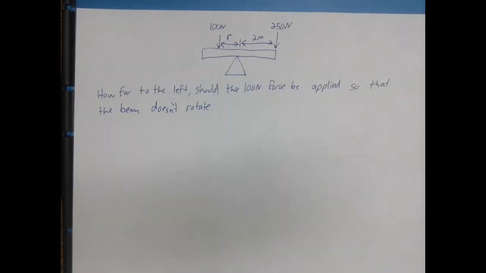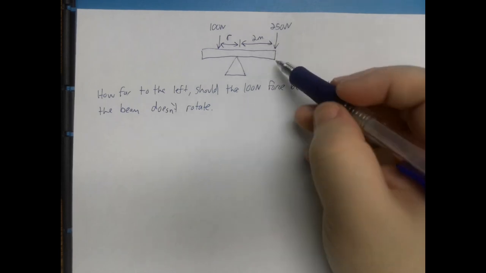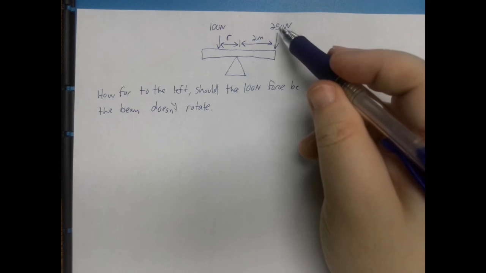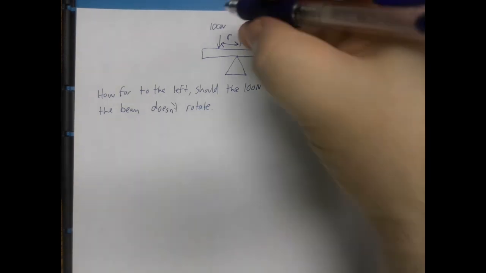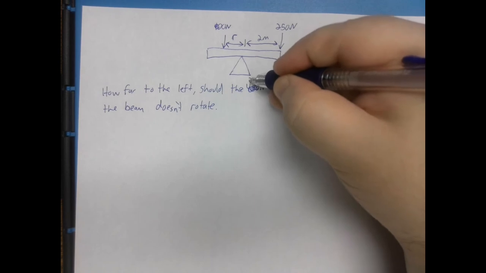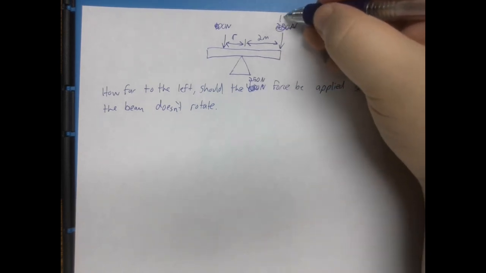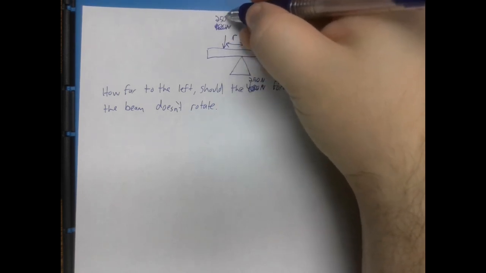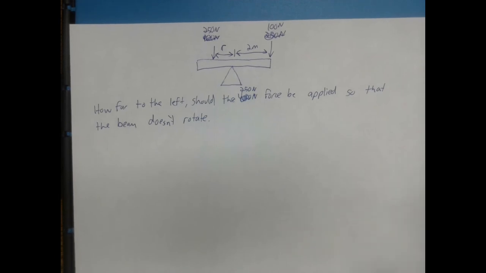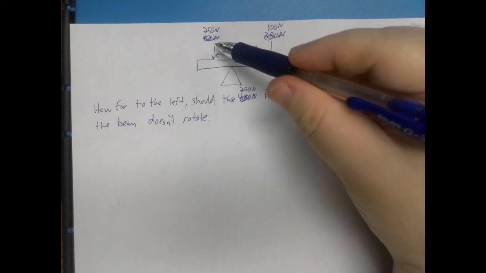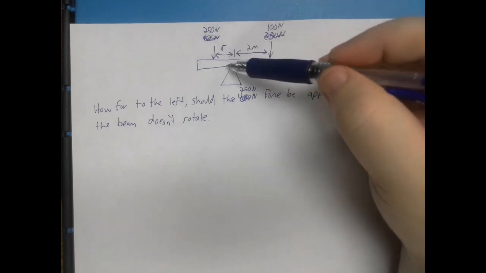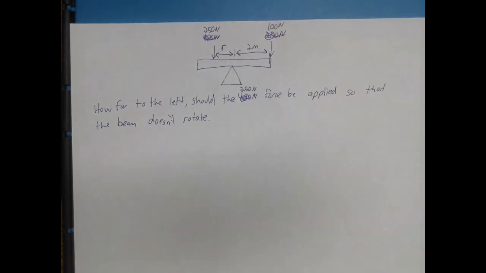So think of this like a seesaw game. You have two people sitting on a seesaw. A heavier person, I've drawn this really wrong. I have the forces backwards. 100 newton person here, and 250 newton here. Sorry about that. How far to the left should the 250 newton force be applied so that the beam doesn't rotate? So we have a light person sitting at the very edge, and we have a heavier person sitting closer to the middle. How far away should he sit so that the seesaw doesn't rotate?